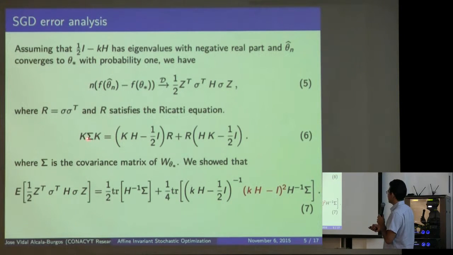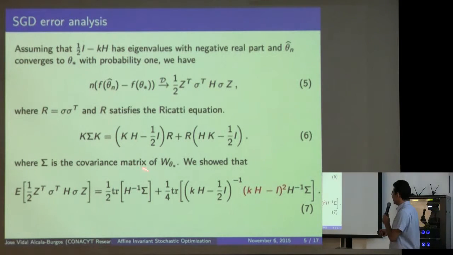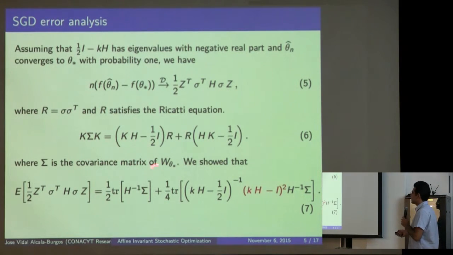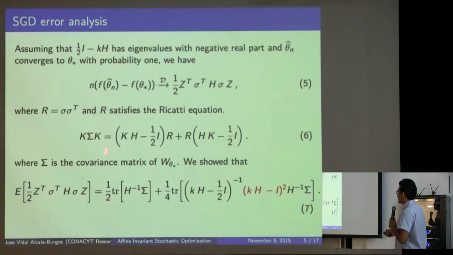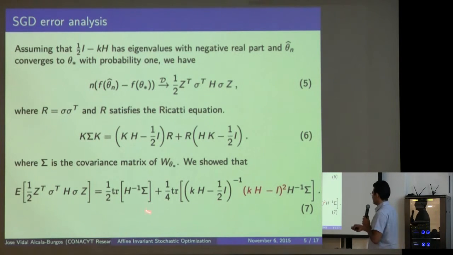So what is this matrix sigma? This is just the covariance matrix of our gradient estimator at the optimal parameter theta. It looks nice, but how bad is this? How bad is this error that we're getting? We can calculate the expected value of this random variable, and the result, which I calculated because this wasn't done before, is a sum of two terms.